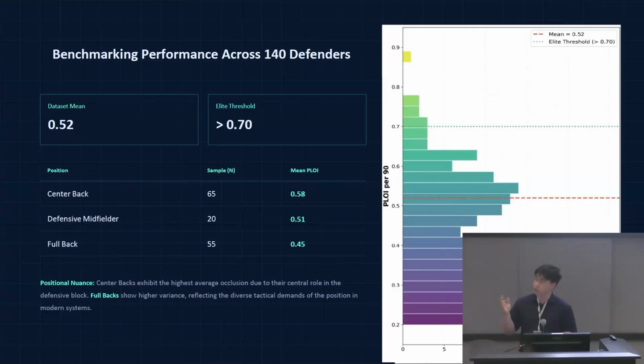This was tested focusing on 140 defenders who played at least 450 minutes. Across those defenders, the average PLOI per 90 is about 0.52, and an elite threshold is over 0.7. The positional nuance shows up in a way that feels pretty intuitive: center backs have the highest mean PLOI because they sit, obviously, in the most valuable central lanes against through balls.